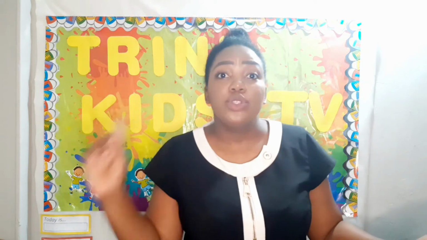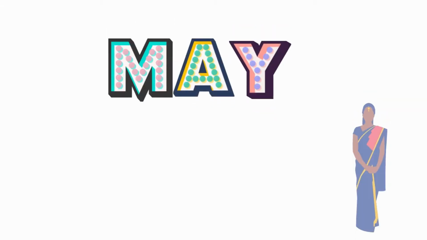Now, let's say the days of the week, friends. The days of the week are Sunday, Monday, Tuesday, Wednesday, Thursday, Friday, and Saturday. Now, let's say the months of the year. The months of the year are January, February, March, April, May, June, July, August, September, October, November, and December. Yes, those are the months of the year. And we are in the month of May.